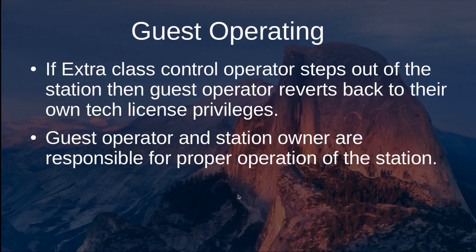And another important thing to remember is that if you as a control operator step away, let's say you need a lunch break and your technician friend is operating the HF rig, they have to cease operation above their class. So if they want to operate on 10 meters with their technician class privileges, they can do that. But as soon as you're away from the station, you are no longer functioning as a control operator, and that person has to operate within their license privilege. And another important thing to remember is that the guest operator and station owner are responsible for proper operation of the station under FCC rules.